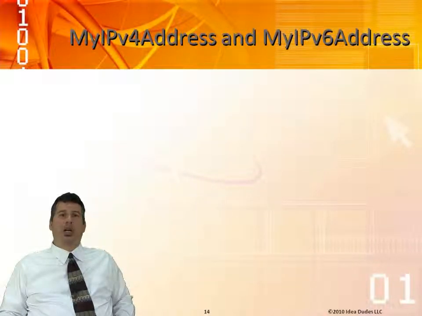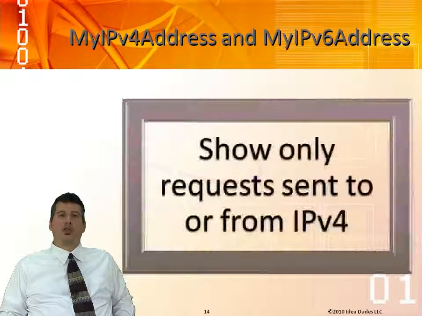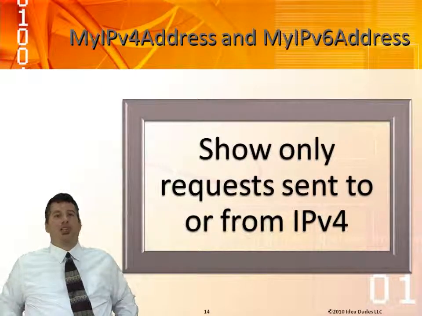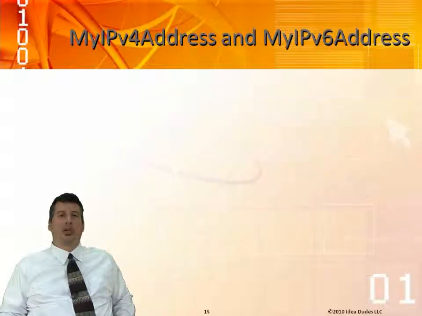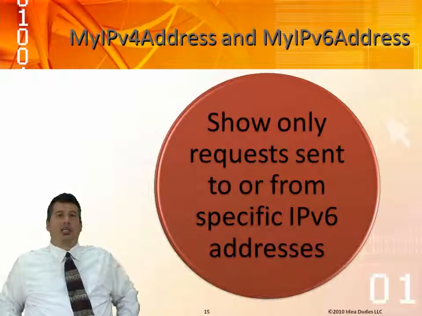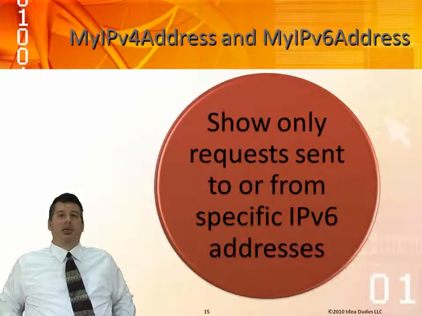My IP version 4 address and IP version 6 address filters show only requests sent to or from IP version 4. That's when we use the My IP version 4 address filter. And for IP version 6, it shows only the requests sent to or from specific IP version 6 addresses.